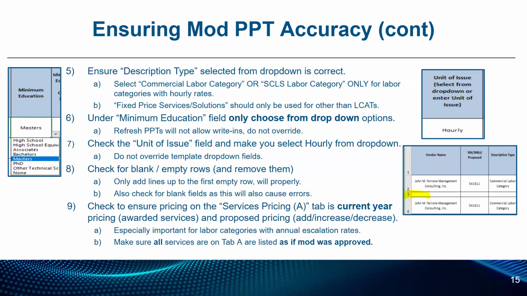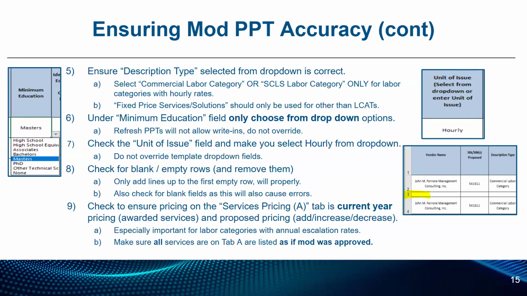Check the unit of issue always to make sure that if you have an LCAT labor category, you select hourly, do not override. This looks very familiar to the new offer, as you can see. Again, check for blank rows because that will stop it from publishing at that blank row. And always remember that the services price in tab A is your current year pricing.